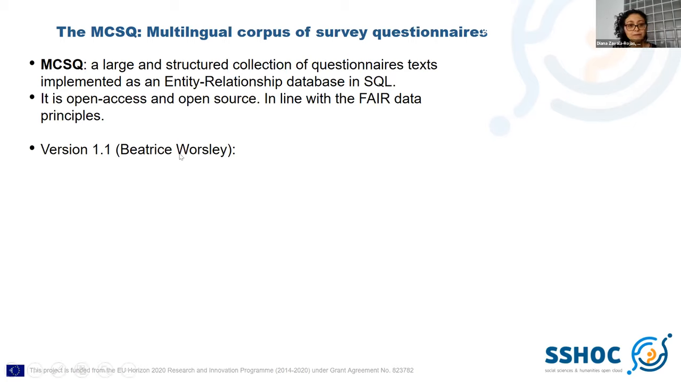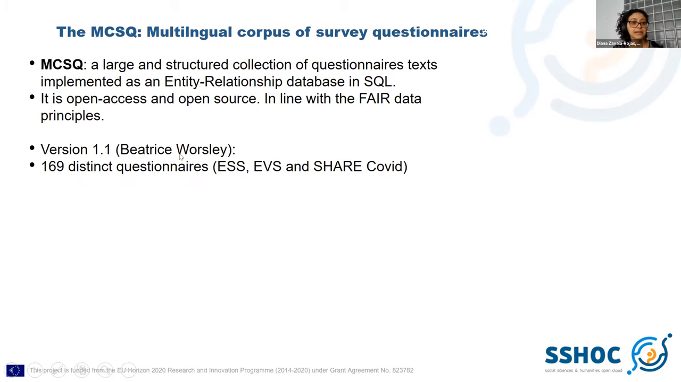So I recommend you look for this one, which is our version 1.1, has 169 distinct questionnaires so far from the ESS, EDS, and shared COVID questionnaires. The largest coverage so far is for the ESS, but this will change in the near future, and we will have EDS and shared covered as well.